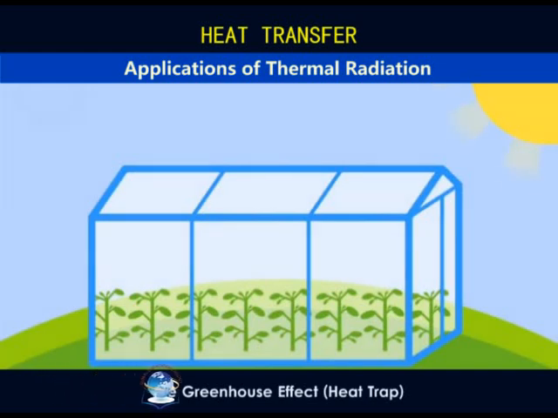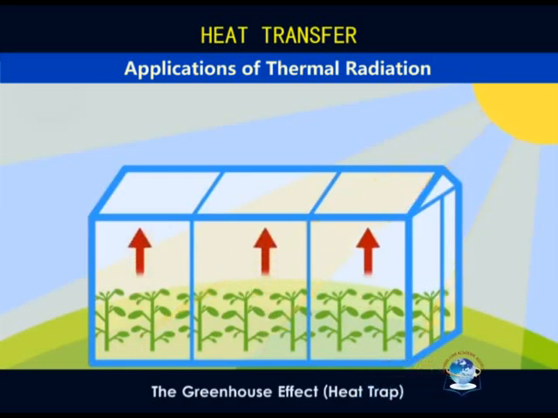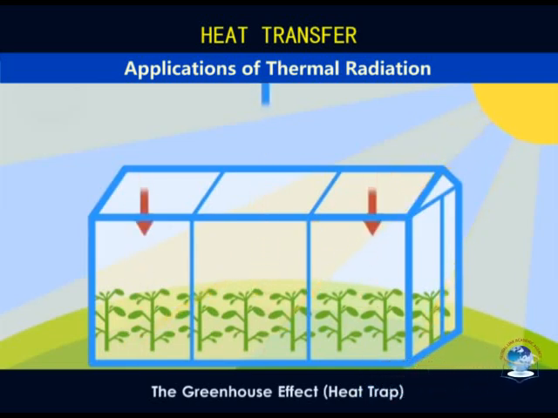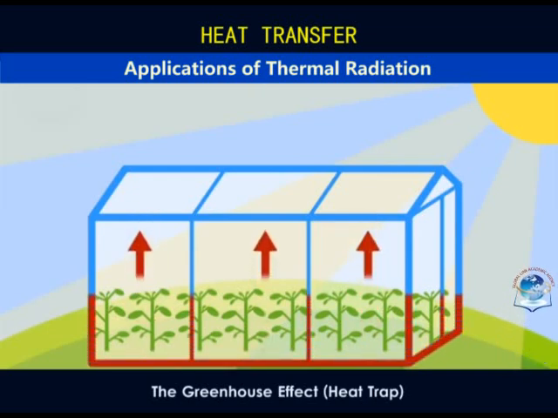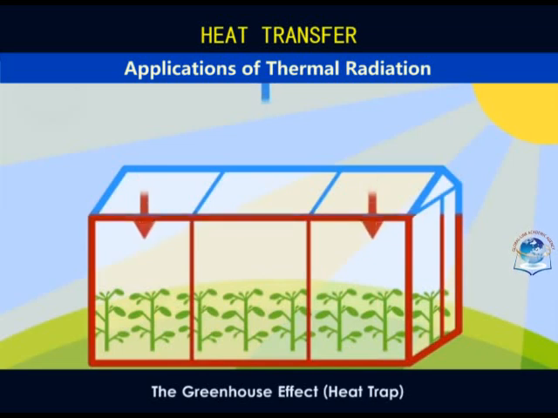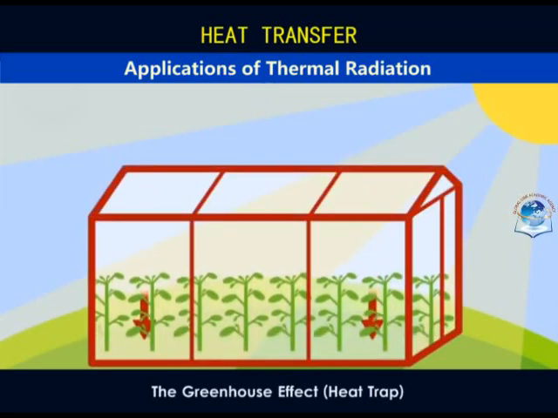The sun's rays penetrate the glass or the polythene. The solar radiation is partly absorbed by the plants and the soil and partly reflected back into the atmosphere. This emitted heat is reflected back by the glass walls, and thus overall the greenhouse remains warm, which accelerates growth of the crops inside.